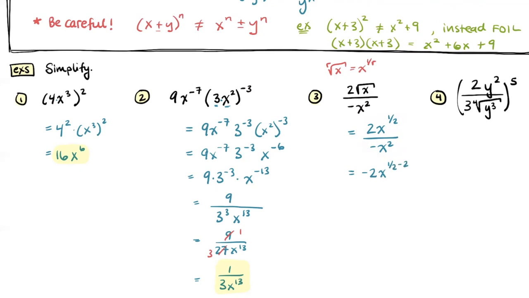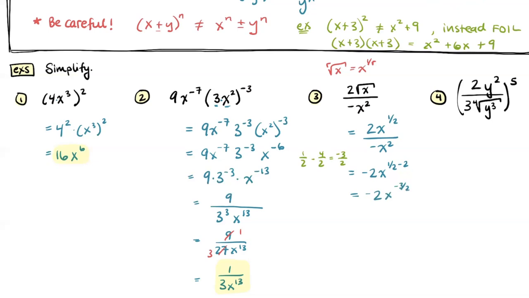Now this is a calculator class, so you can use your calculator to figure this out if you need to. It's not that bad. Even if you don't have one, you can piece this together. So 1/2 minus 2. 2 is 4 halves, and so here's our common denominator. When we subtract them, we'll get negative 3 halves. So this is negative 2x to the negative 3 halves.